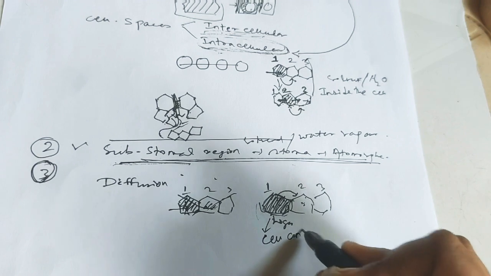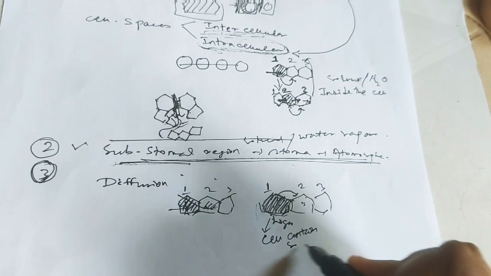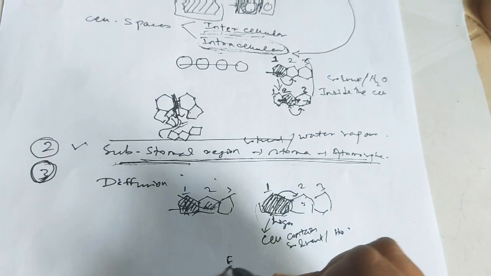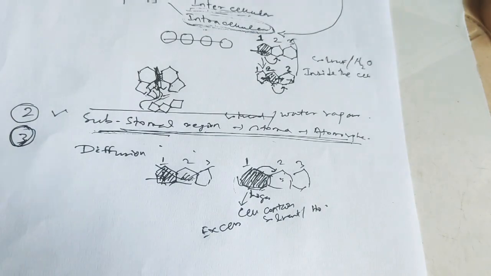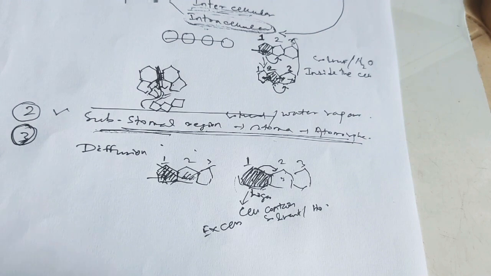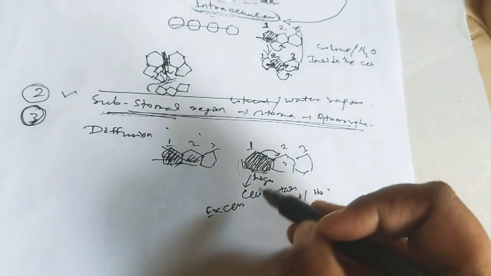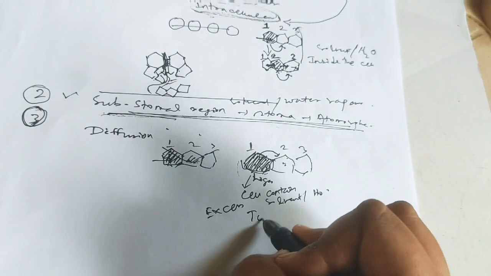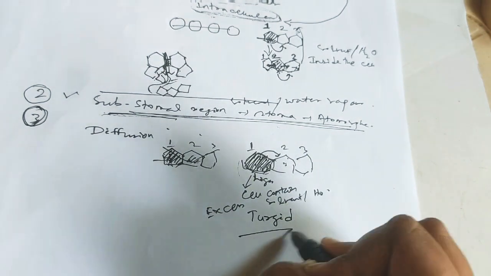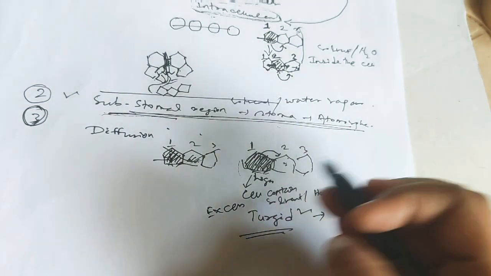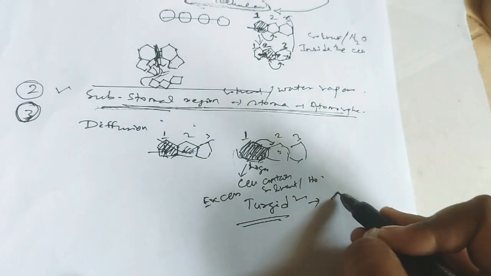What does the cell contain? The cell contains solvent, or water, in excess amount. When the cell contains water in excess amount, it becomes turgid. That condition is known as turgid. Due to being turgid, it exerts a pressure on the cell wall. How?